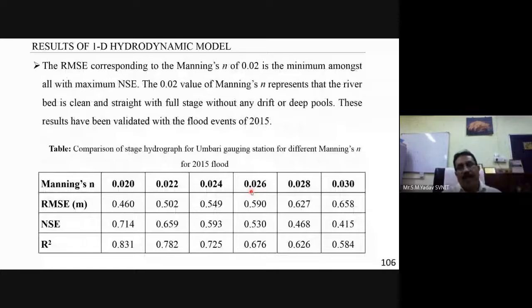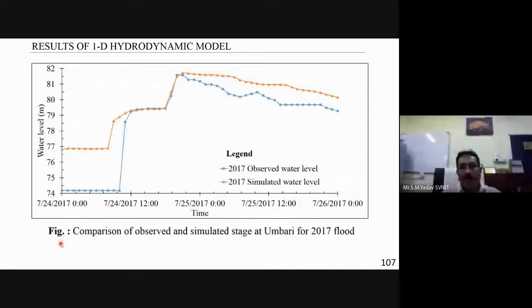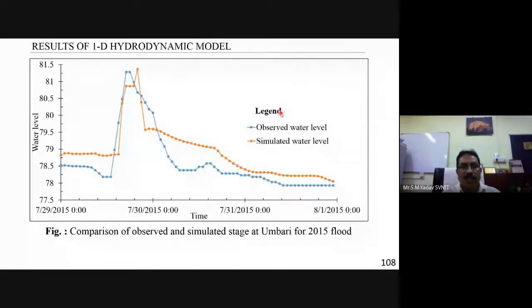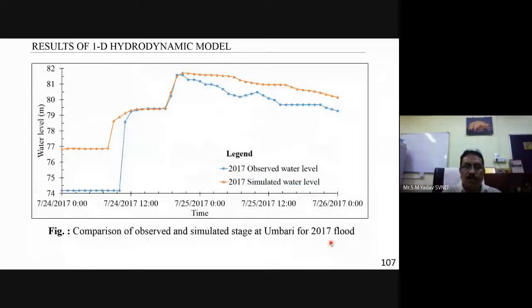Then to validate it, we used another flood data of 2015, and for that also various Manning's values of n and the statistical parameters have been compared. The flow with time observed, that is the blue line, is the 2017 observed water level at Umri gauging station, and the other one is the simulated water level using the MIKE 1D hydrodynamic model. This is the comparison observed at Umri gauging station for the 2015 flood. This was for another flood event, 2017.